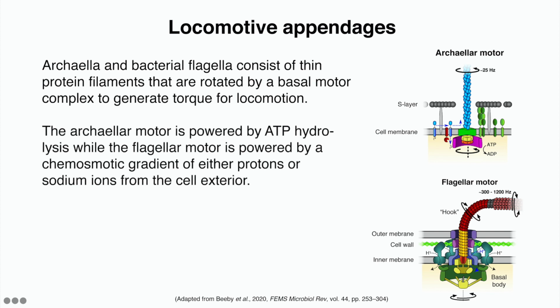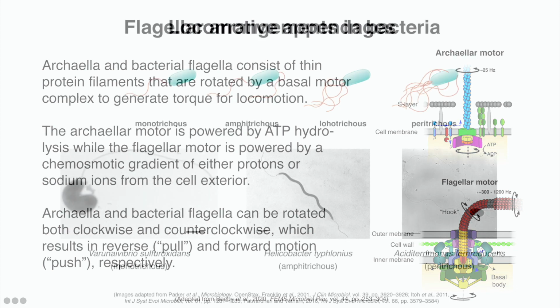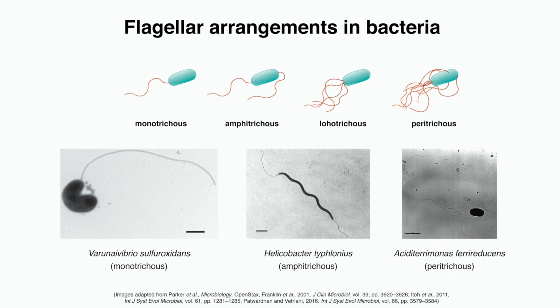The archaeal motor is powered by ATP hydrolysis, while the bacterial flagellar motor is powered by a chemiosmotic gradient of either protons or sodium ions from the cell exterior. Archaeal and bacterial flagella can be rotated both clockwise and counterclockwise, which results in reverse and forward motion respectively. These images show the diversity in flagella arrangements in bacteria depending on the number of flagella possessed by the bacterial cell.